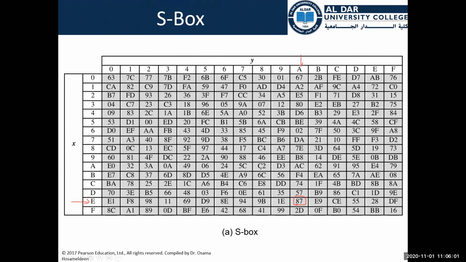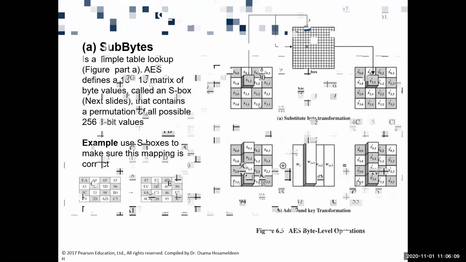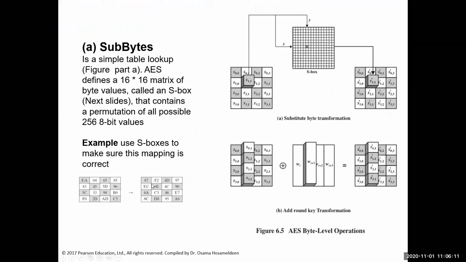So I return back. The corresponding value for EA is we get out 87. I remove EA and put 87 instead. So if EA is here, I go to the S box and then extract the corresponding data and put it in the corresponding byte.